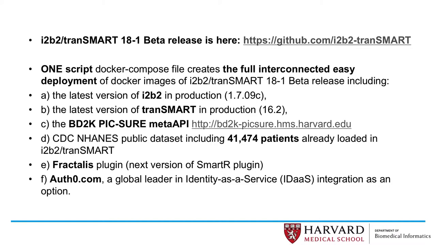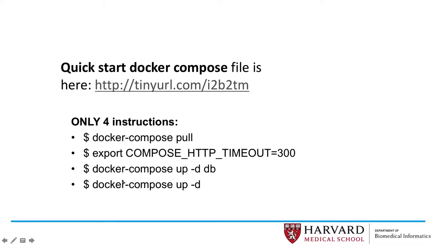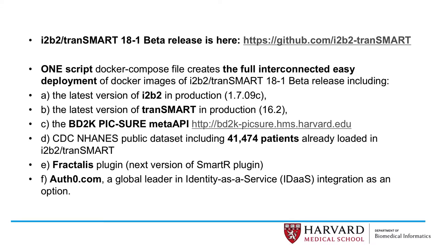Do not use Docker for database in production. That doesn't work. And you also have the Fractalis plugin and the auth0.com identity-as-a-service integration as an option. So the quick start, and maybe that's the real achievement, is if you go on this tiny URL, IEEE2 Transmart, you'll see that there are instructions with four lines to be able to install all this right out of the box.